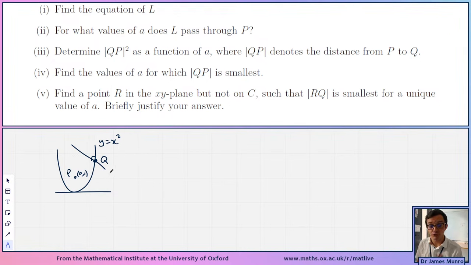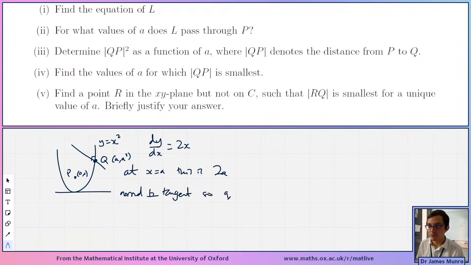To do that, we need to find the gradient of the curve there, and then find the gradient of the normal. It's a little bit of a process. So first let's write down dy/dx is 2x. At Q, now I think Q has the coordinates (a, a squared), which didn't make it onto my diagram, but there we go. So at x equals a, this is 2a, that's the gradient of the tangent. The normal is at right angles to the tangent, so it has gradient minus 1 over 2a. That's the fact that if lines are at right angles, their gradients multiply to minus 1.